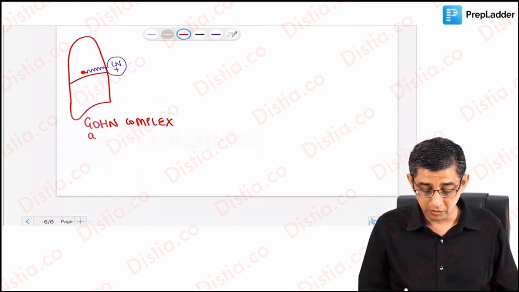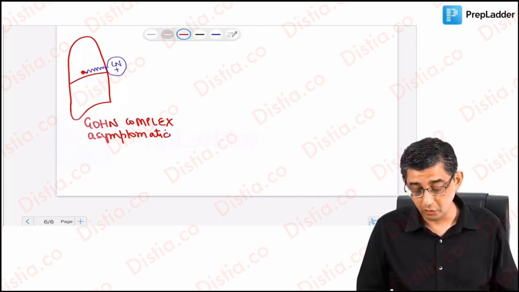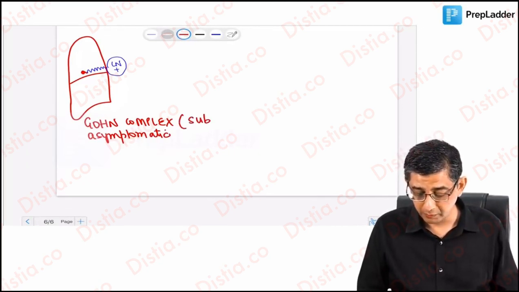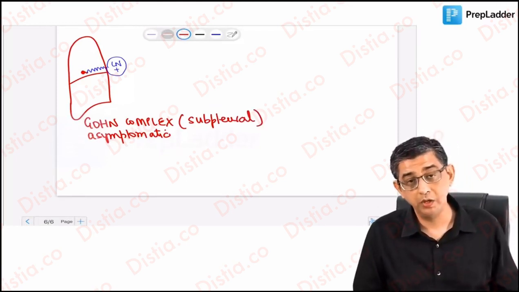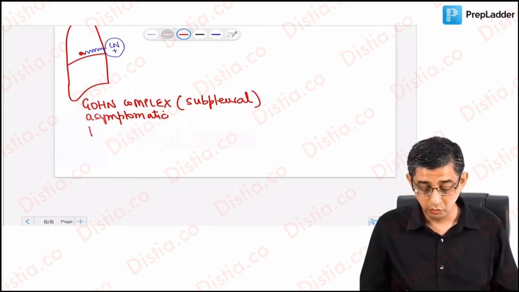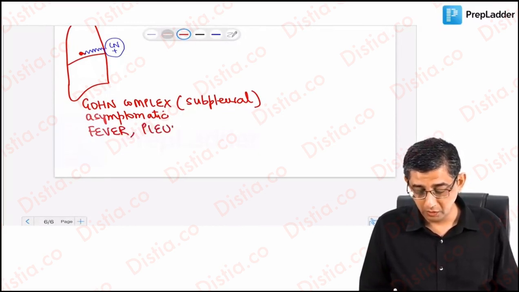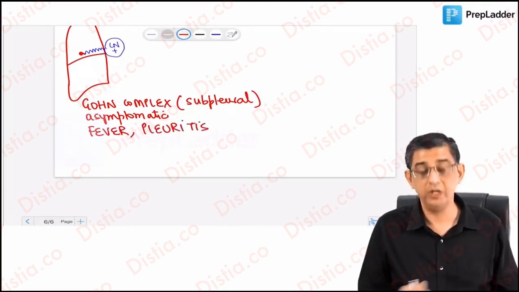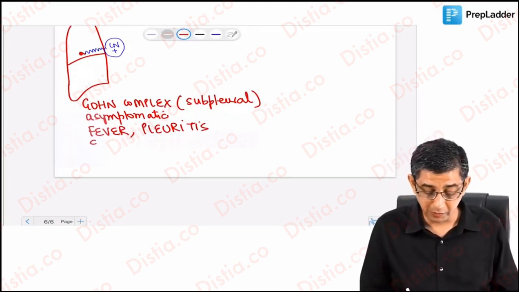Most of the time, Ghon's complex patients will be asymptomatic, but there's a but also. The word but implies that sometimes the Ghon's complex can actually be located subpleurally. Because of the peculiar location, it is present towards the periphery subpleurally, so it can irritate the pleura, and irritation of the pleura can contribute to development of pleuritis in the patient. So, though most of the patients are asymptomatic, don't be surprised if you read Ghon's complex being associated with fever and pleuritic chest pain. The chest pain will worsen on deeper inspiration.